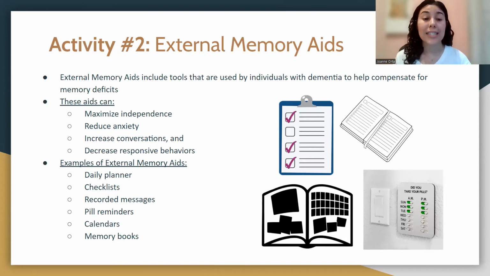Examples of external memory aids include having a daily planner where they can write down their tasks, or maybe a daily journal, having a checklist with all their tasks that need to be done for the day or in the future, being able to record messages on a smartphone or a small recorder, pill reminders, which can be electronic or not electronic, calendars, and memory books. And those are two examples that can be used to target specific goals in the area of memory with patients with dementia.